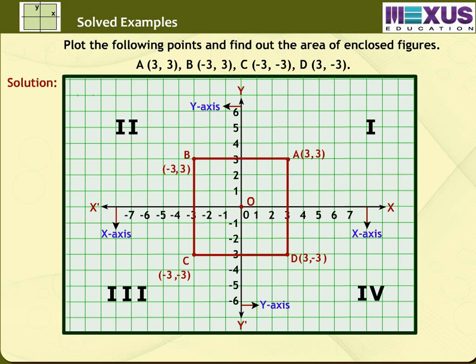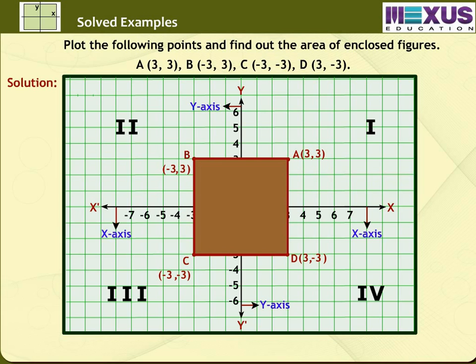So we get a closed figure ABCD. Clearly, it is a square. So count the number of unit squares enclosed between the four sides. Here there are together 36 unit squares. Hence, the area of the square ABCD is 36 centimeters square.